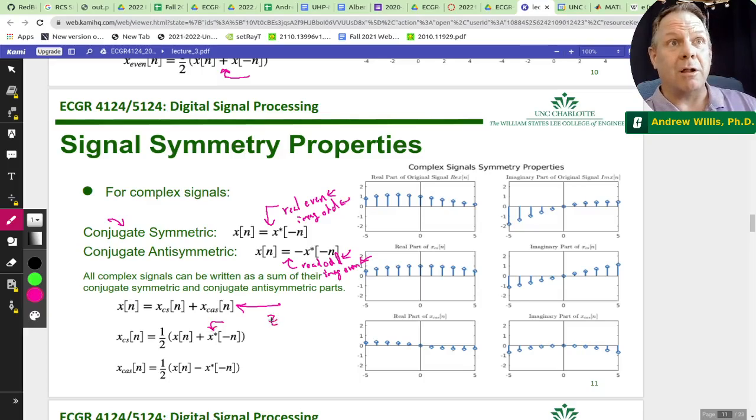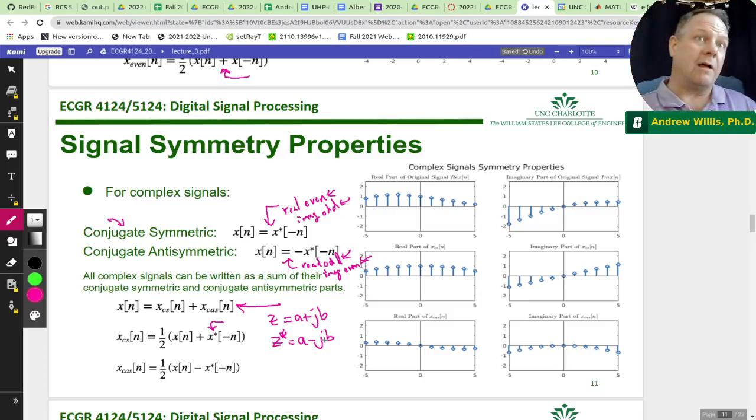Now, just to recall, if you have a complex number, z equals a plus jb, its conjugate, z star, is equal to a minus jb. So we're just flipping the sign of the imaginary component. Any questions on this?